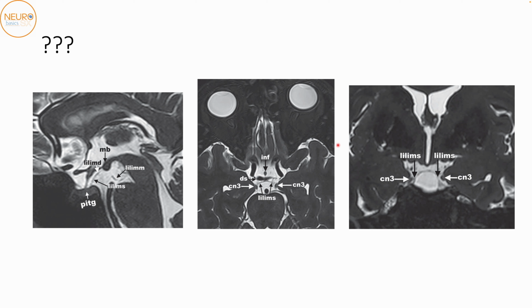Right, so this is a structure which I'm hoping that you'll be able to pick up. So let me identify a few nearby structures first. This here is the midbrain. This here is the third ventricle. Okay, so let's mark this out. Okay, so this is the third ventricle.